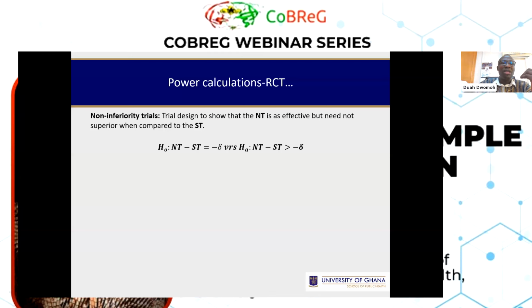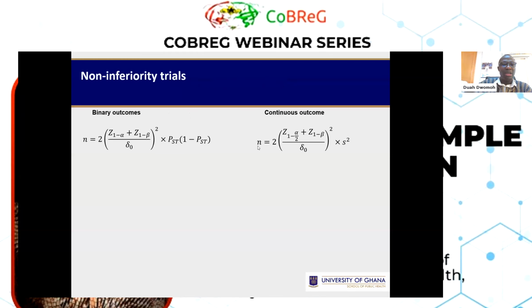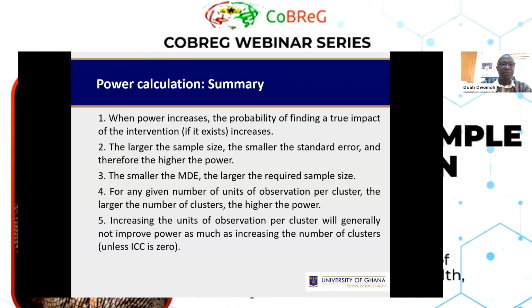Now, for non-inferiority trials, you have a trial designed to show that the new treatment is as effective, but need not be superior to the standard treatment. The same hypothesis, but what's the difference here? The sample size will change. So you see here, the sample size is divided by the clinically relevant margin, and then for continuous outcome, the same thing, but here we are multiplying the factor by the sample variance, or the standard deviation if you are not squaring that. Okay.